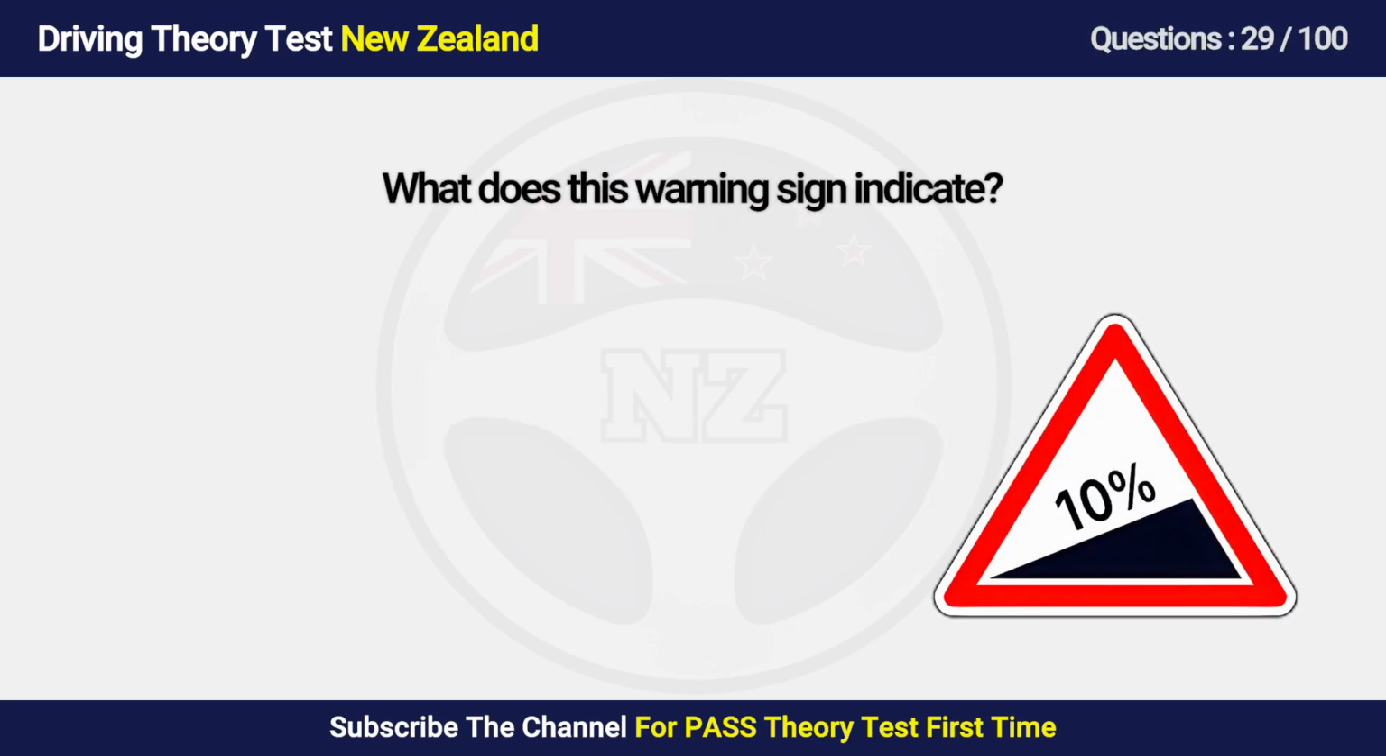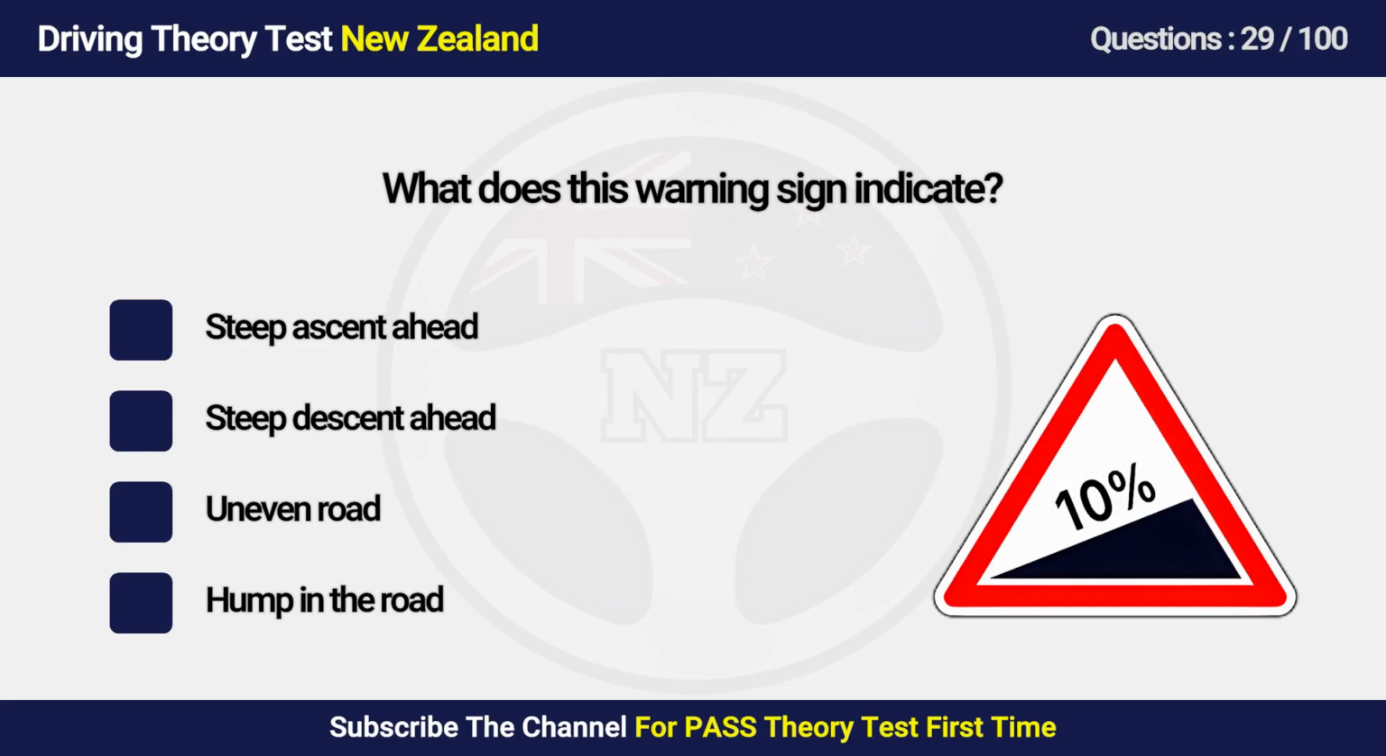Question 29. What does this warning sign indicate? A. Steep ascent ahead. B. Steep descent ahead. C. Uneven road. D. Hump in the road.